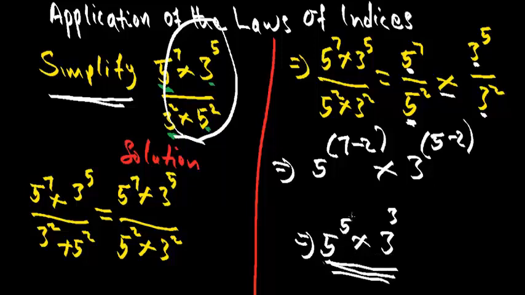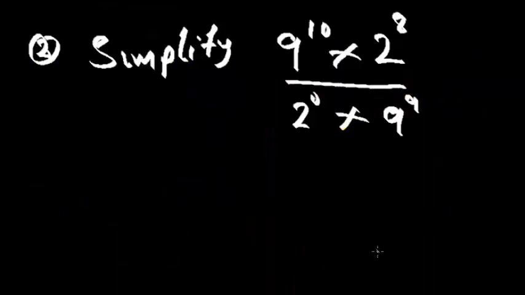Then we move on to example 2. We have example 2 on the application of the laws of indices. Example 2 is saying simplify 9 exponent 10 times 2 exponent 8 all over 2 exponent 0 times 9 exponent 9. So we have our solution.